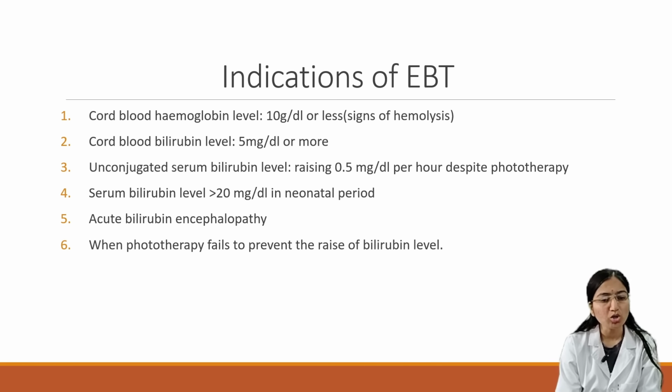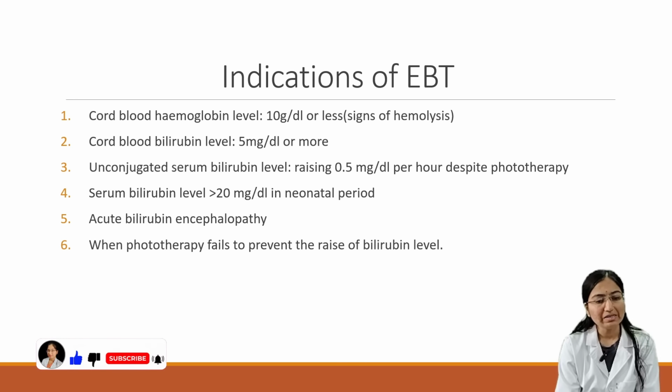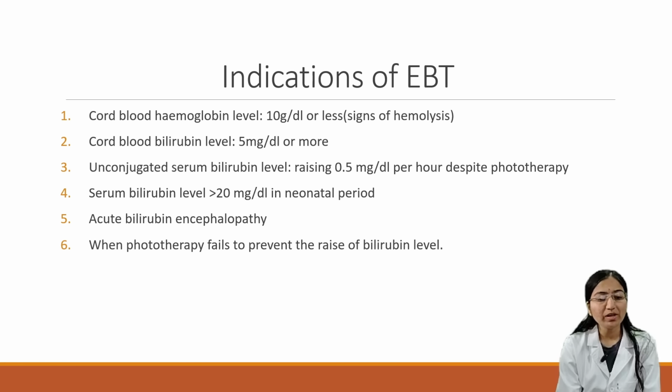And then the conjugated serum bilirubin level rising 0.5 mg per dl per hour despite phototherapy. And then serum bilirubin level greater than 20 mg per dl in the neonatal period. And then acute bilirubin encephalopathy. And the last indication is when phototherapy fails to prevent the rise of bilirubin level. These are the indications of EBT.